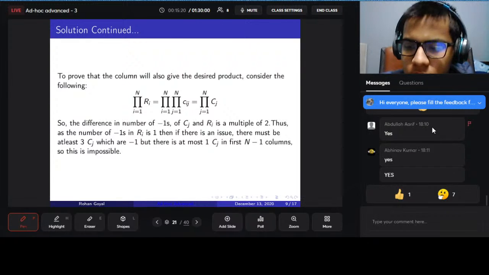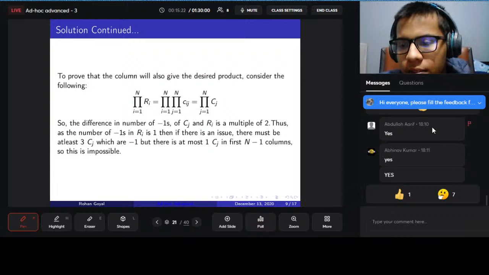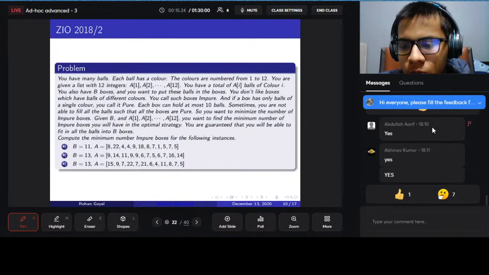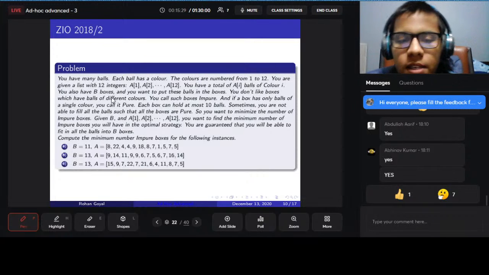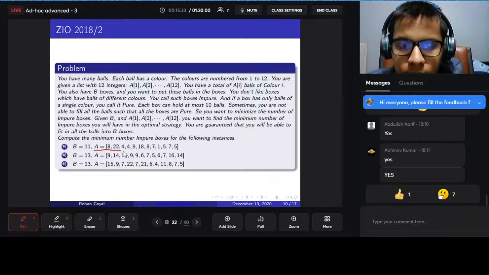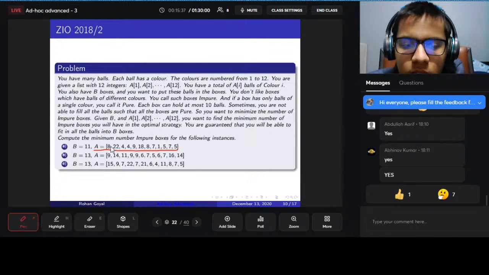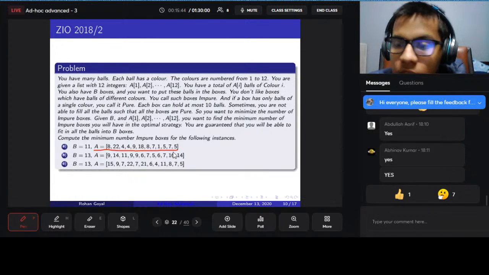Okay, moving on. Now the next problem we have is ZIO 2018-2. So now, the problem statement is very simple. The problem says that you have some boxes and some balls of some colors. There are 12 colors. In the first case, there are 8 balls of the first color, 22 balls of the second color, and so on. And you have 11 boxes.